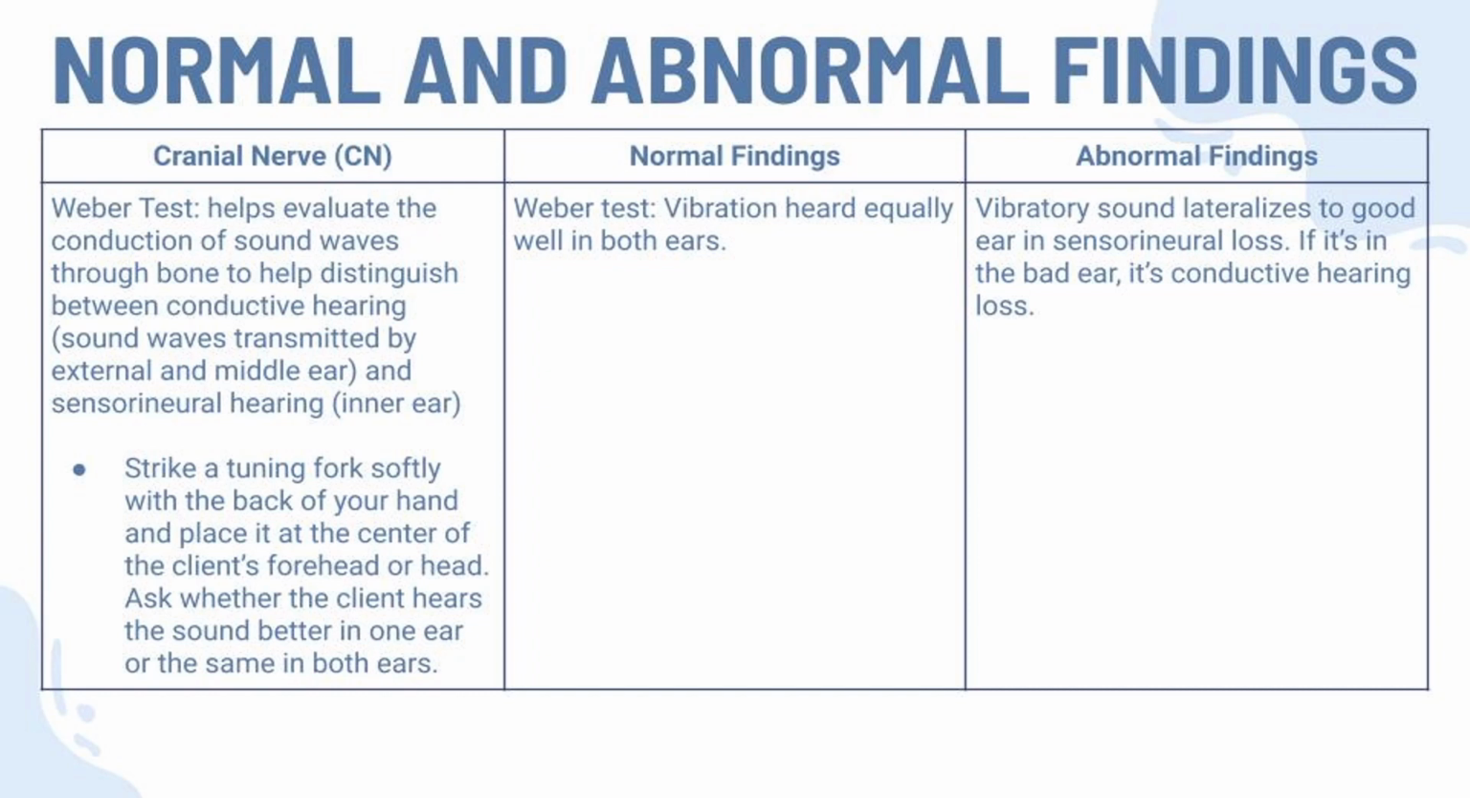The normal finding for the Weber test is that the vibration is heard equally well in both ears. For abnormal findings, vibratory sound lateralizes to the good ear in sensorineural loss. If it is in the bad ear, it is a conductive hearing loss.